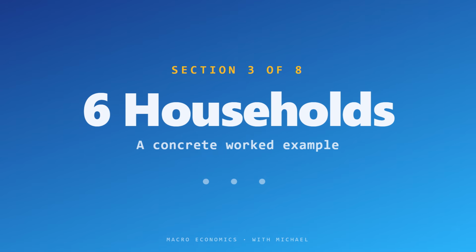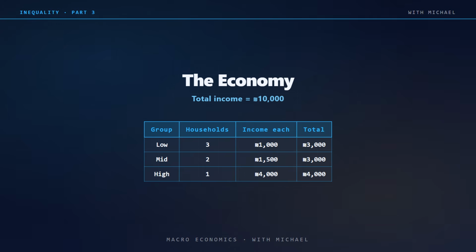Section 3. A worked example, 6 households. Let us walk through a concrete example. An economy has 6 households. 3 households each earn 1,000 shekels per month. 2 households each earn 1,500 shekels. 1 household earns 4,000 shekels. Total income is 10,000. Let us compute the shares.